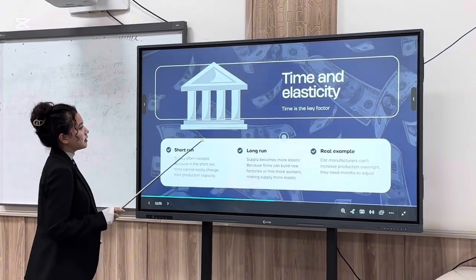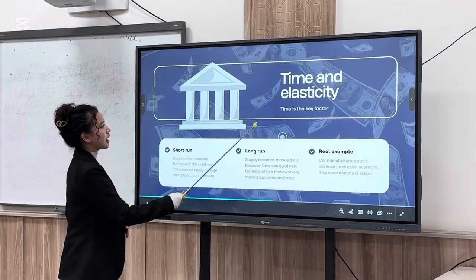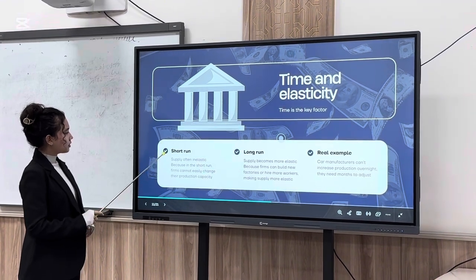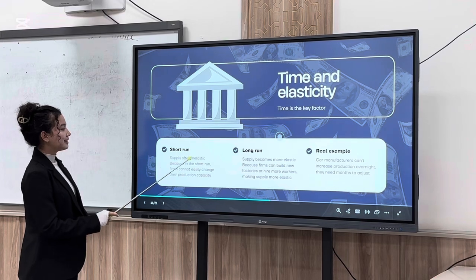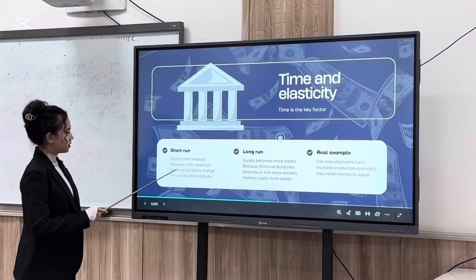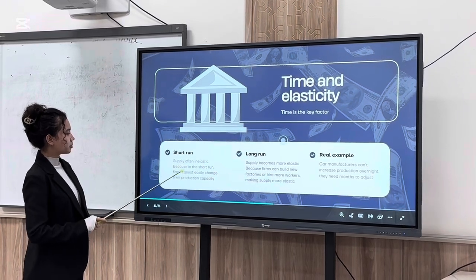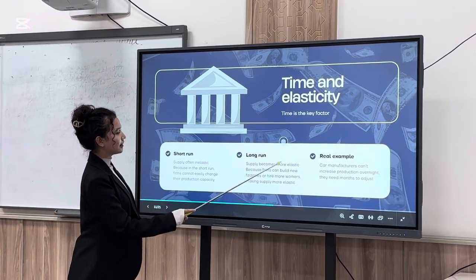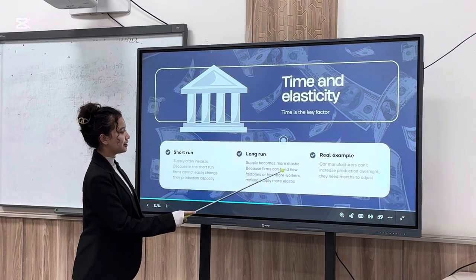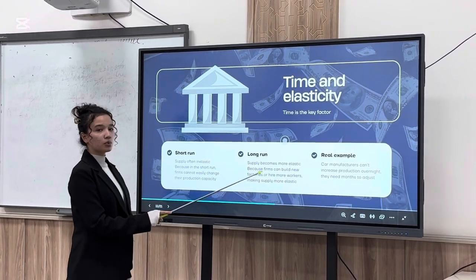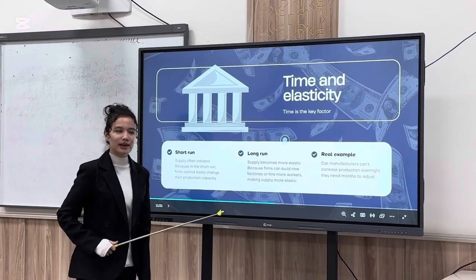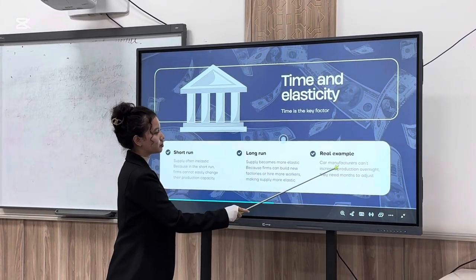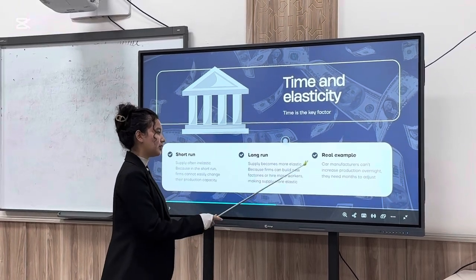In the elasticity of supply, time is the key factor. Firstly, we can take into account the short run. Supply is often inelastic because in the short run, firms cannot easily change their production capacity. When it comes to the long run, supply becomes more elastic because firms can build new factories or hire more workers, making supply more elastic. A real example is here. Car manufacturers cannot increase production overnight because they need months to adjust it.